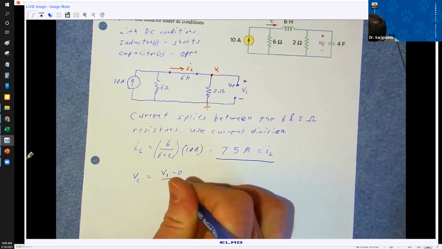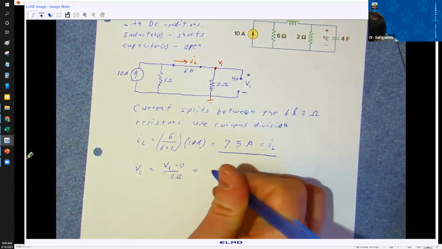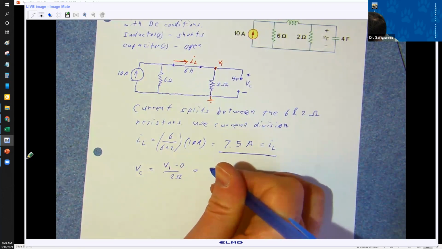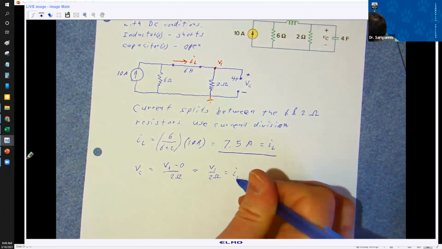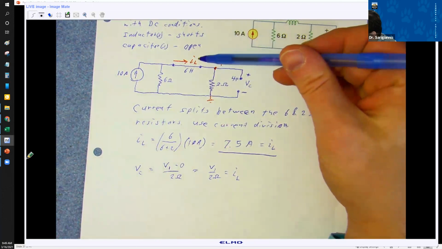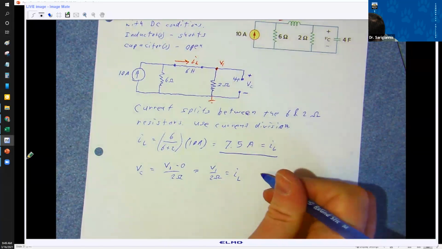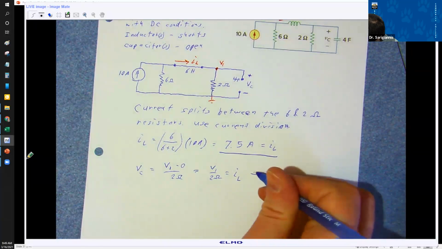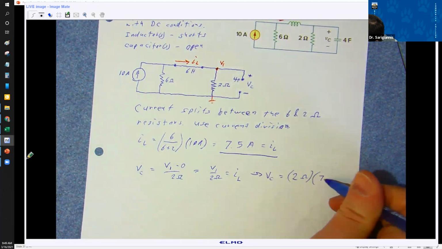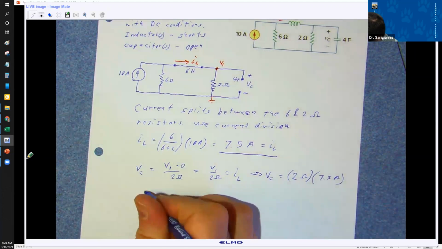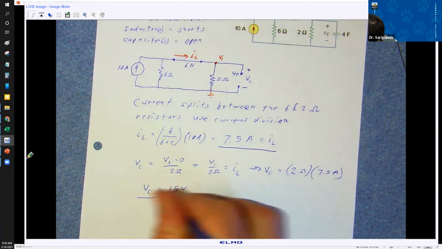V1 minus 0 over 2 ohms, right? Well, V1 is just IR. Let me just draw this here. V1 over 2 ohms. This is the current IL. This is the current through that resistor, right? So V1 is just VC. So this means that VC equals 2 ohms times 7.5 amps. So VC is equal to 15 volts.